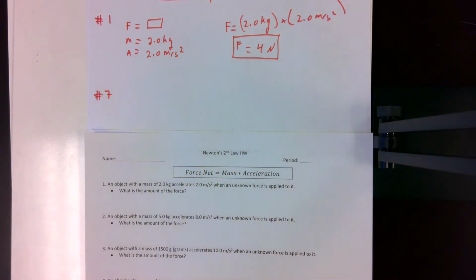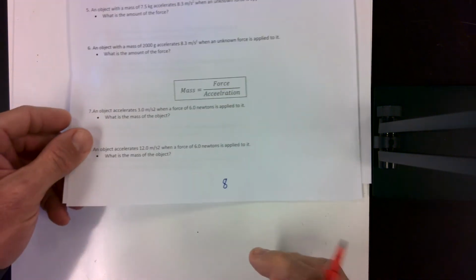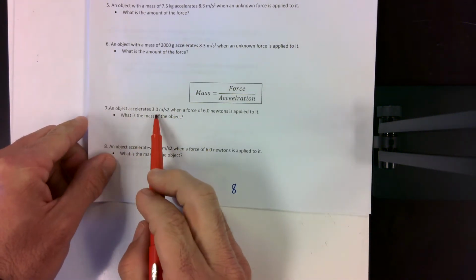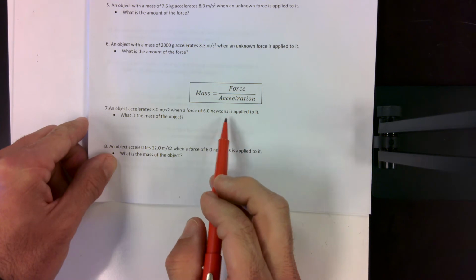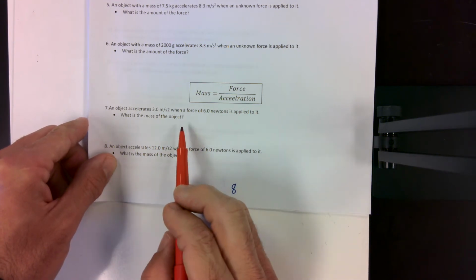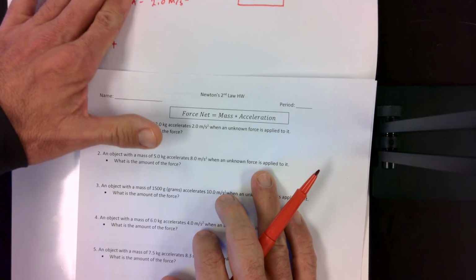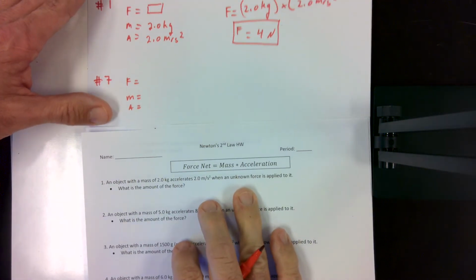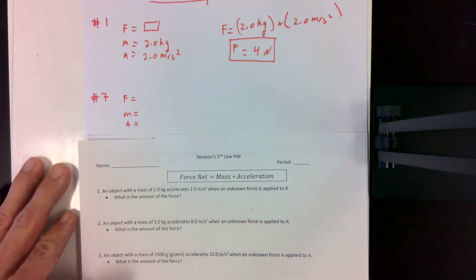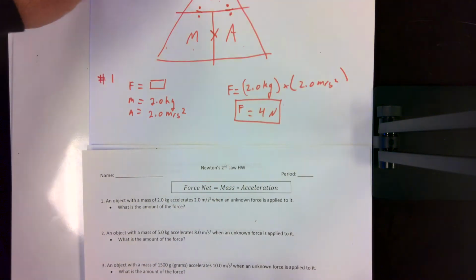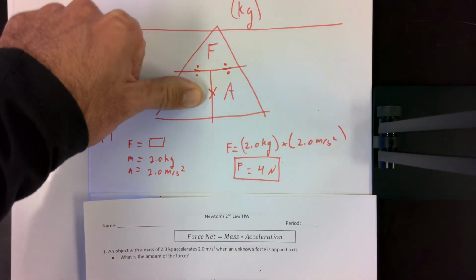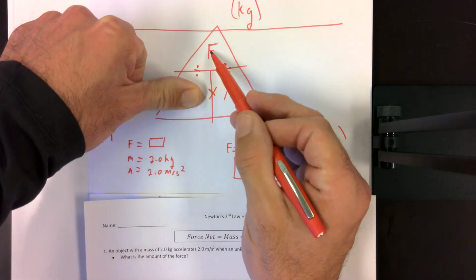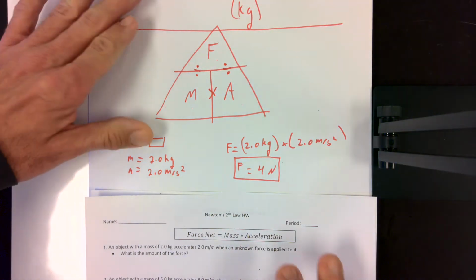So now let's take a look at another type of problem. We're going to look at number 7. Problem number 7 says, an object accelerates when a force, 6.0 newtons, is applied to it. What is the mass of the object? So once again, we list our variables. Force, mass, acceleration. And this one, they want us to find what is the mass of the object. So I would go ahead and I would cover my letter M, and I know, now it's force divided by acceleration. So we would keep that in our mind.